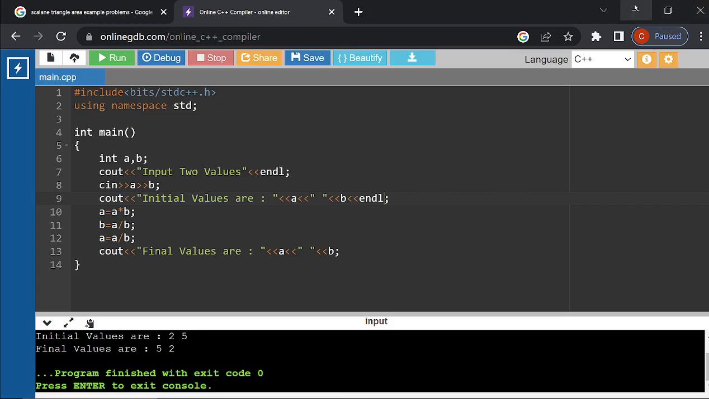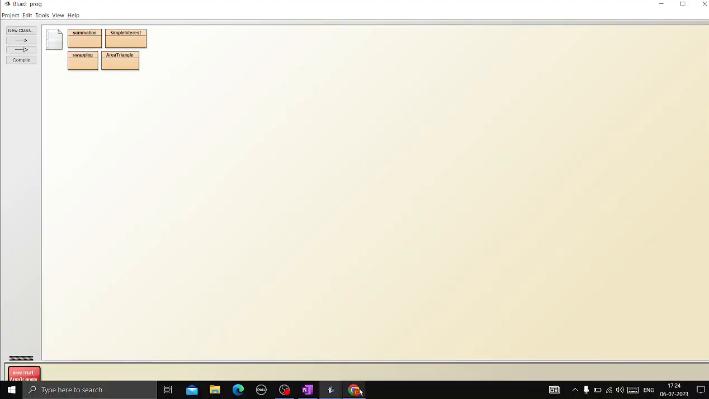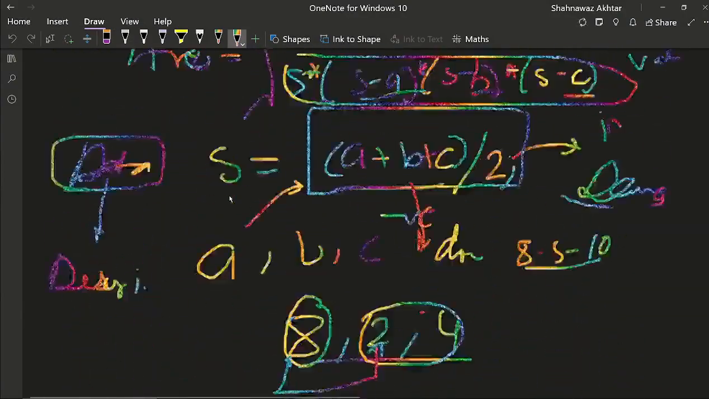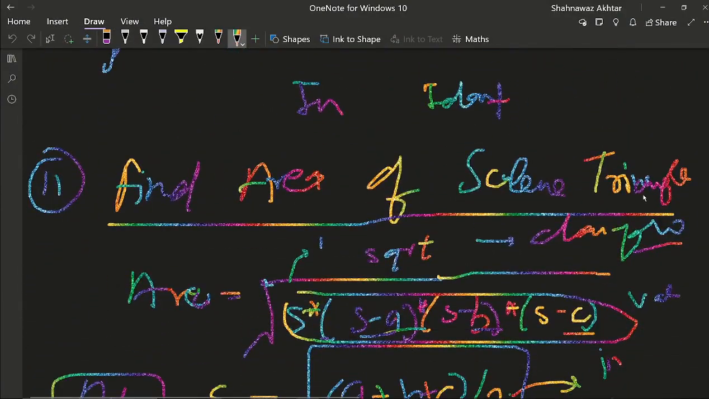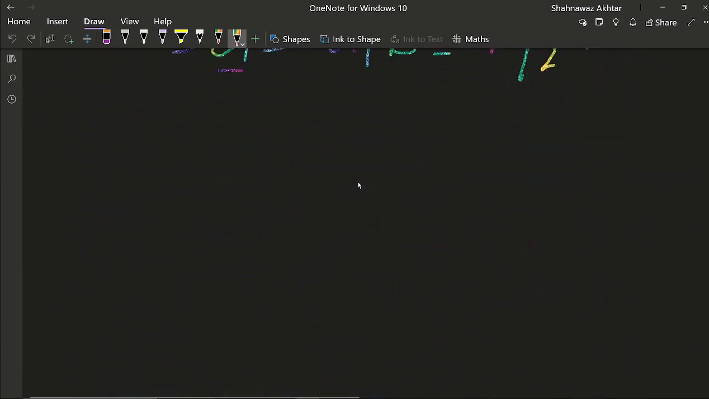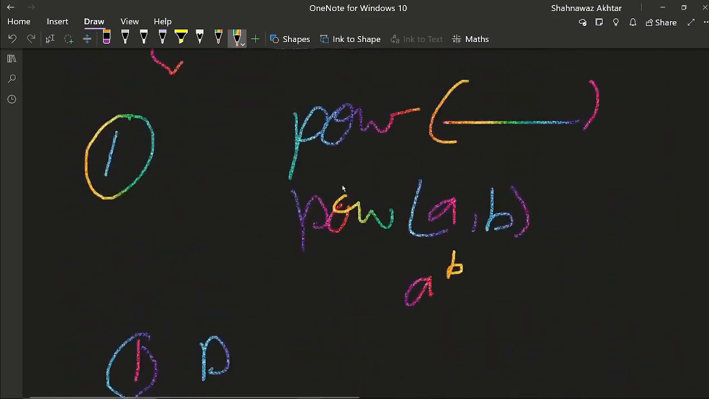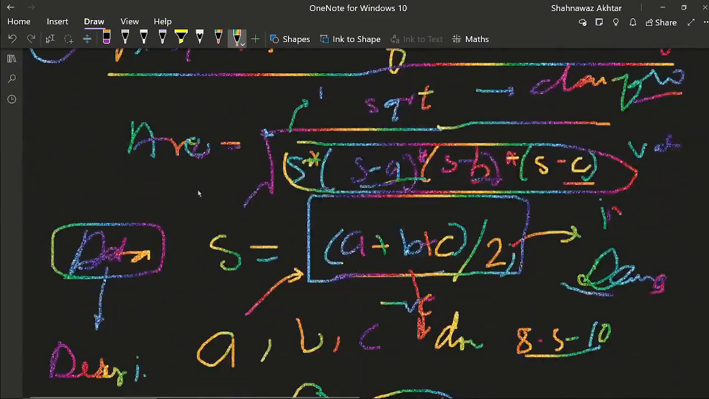Alright. I think you have understood this concept. So what is our next question? The next question is to find the area of a scalene triangle. You know the formula for the area of a scalene triangle? If you don't know, just see. The area of a scalene triangle is the square root of s into s minus a into s minus b multiplied by s minus c.